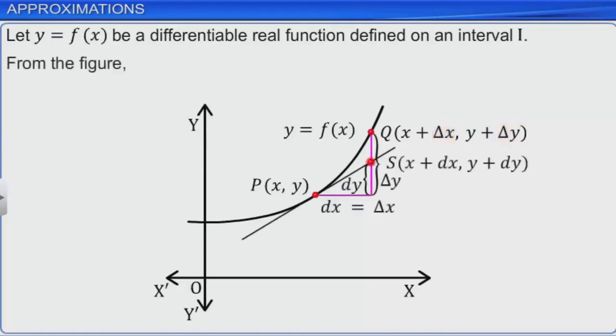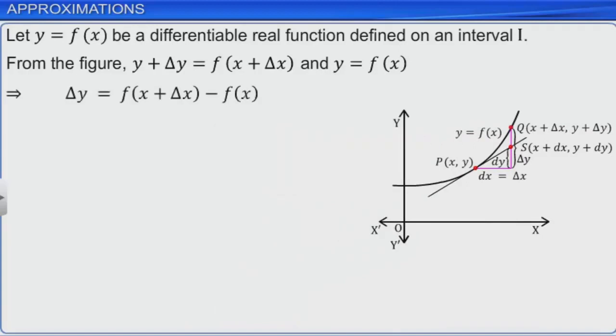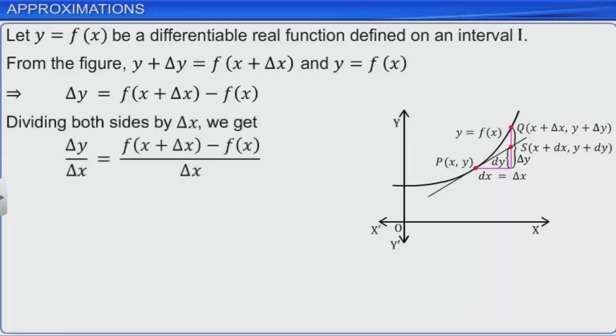From the figure, y plus delta y is equal to f of (x plus delta x) and y is equal to f of x. This gives us delta y is equal to f of (x plus delta x) minus f of x. Dividing both the sides by delta x, we get the equation as shown. Denote this by equation 1.